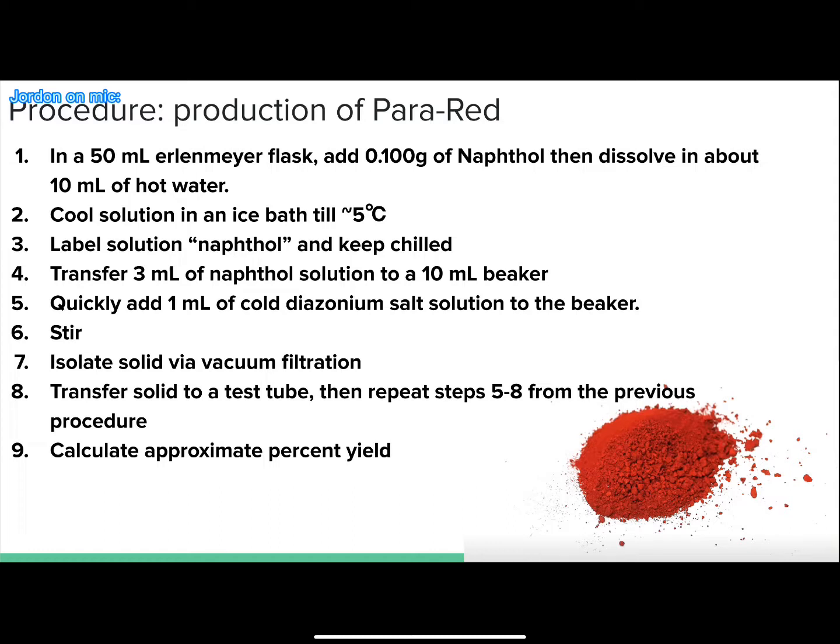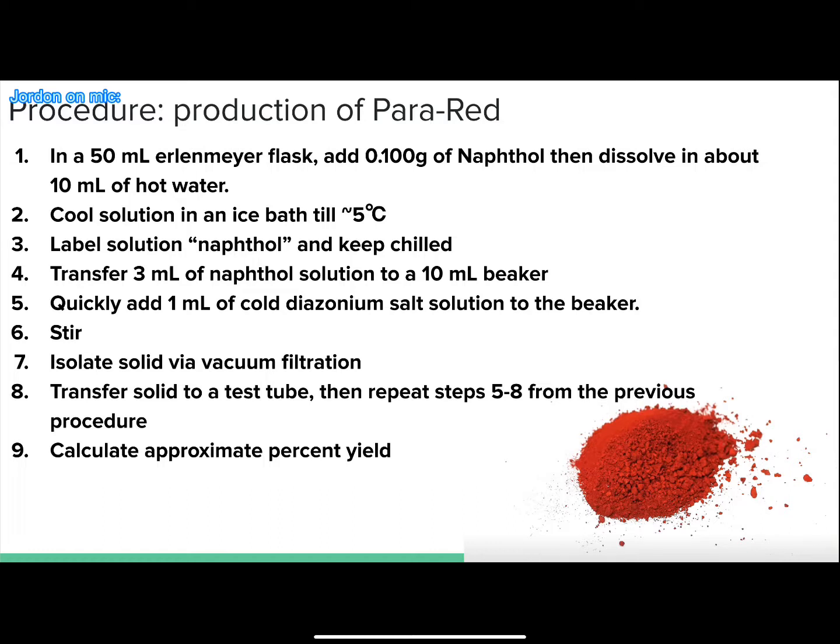Step 4. Transfer 3 milliliters of naphthol solution to a 10 milliliter beaker. Step 5. Quickly add 1 milliliter of cold diazonium salt solution to the beaker. Step 6. Stir. Step 7. Isolate the solids via vacuum filtration.